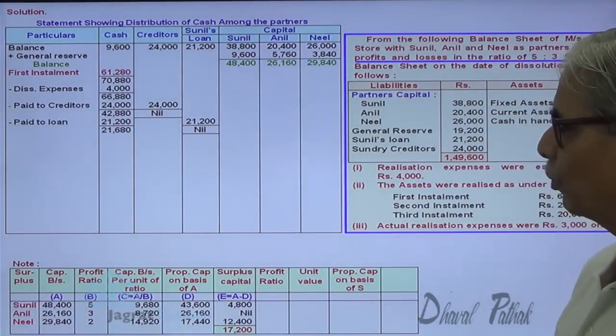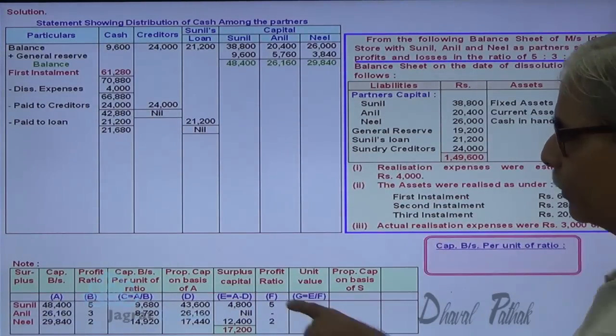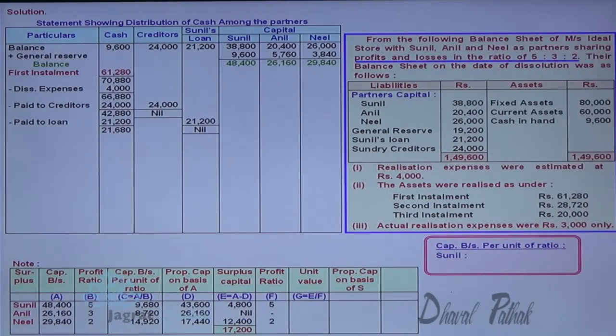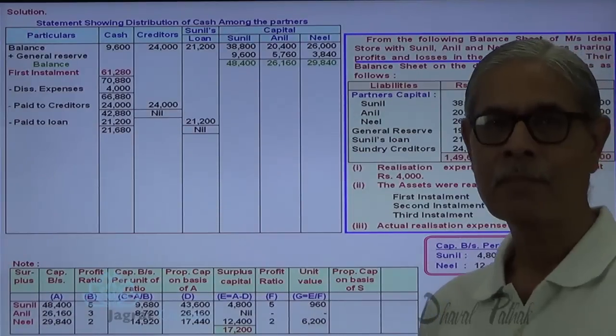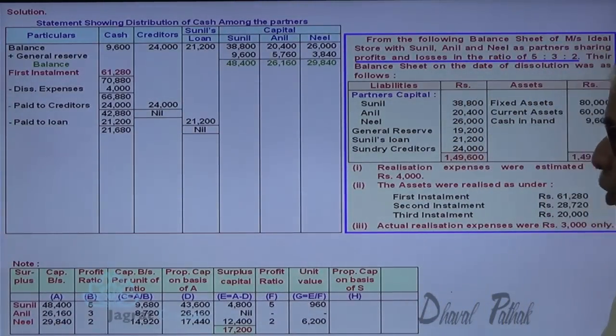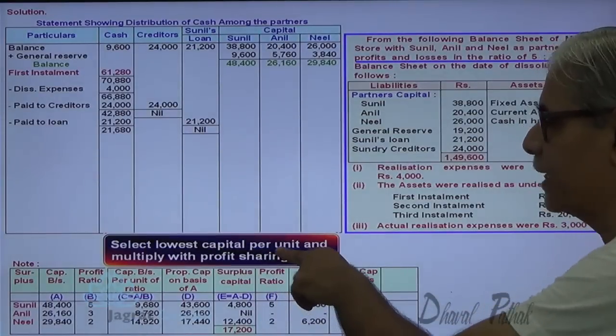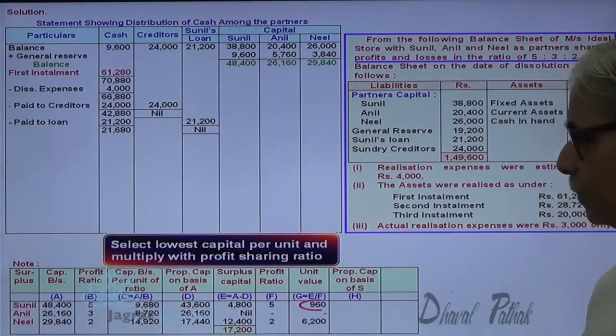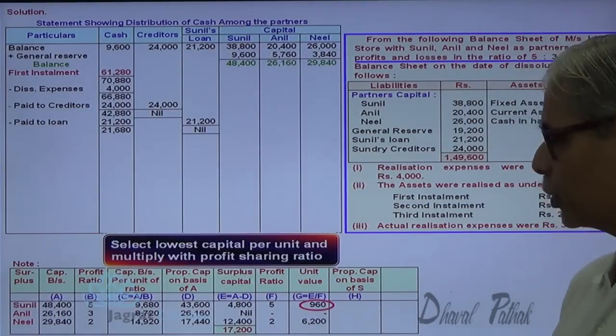So here I would like to write down once again the same process. 5 and 2 is the profit. So 4,800 divided by 5. So per unit of profit, surplus capital contributed by Sunil is 960, and Neil has contributed 12,400 divided by 2 per unit of profit. Out of these two, take the minimum and find the surplus of the other. So once again, select the lowest capital per unit. So 960 is selected, and that is multiplied with the profit sharing ratio, 960 into 5.